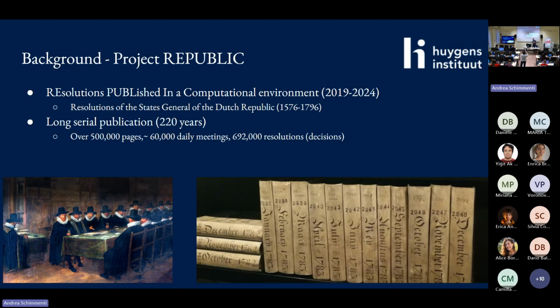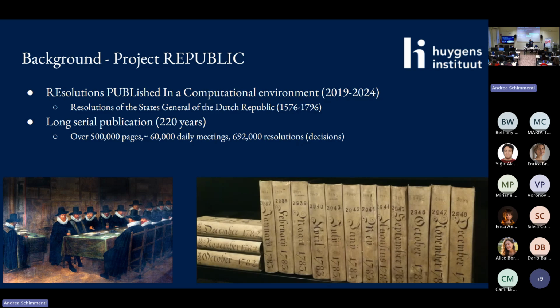To give a little bit of background and motivation, this started from a project called Republic, which we finished last year, in which we published the resolutions of the States General of the Dutch Republic. The States General were the central governing body of the Dutch Republic in the period 1576 to 1796. Over these 220 years, they had daily meetings and all kinds of stuff was brought to the table where they were meeting. They made some 700,000 decisions over that period. And the guy to the left was the person who recorded everything in these big volumes that you see here. Most of them handwritten, but some of them have later been published in printed version.